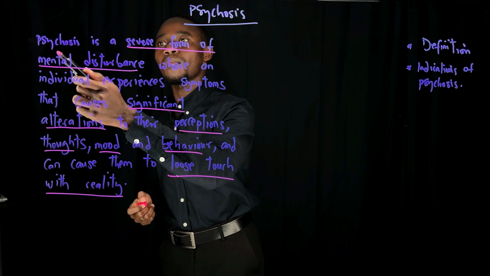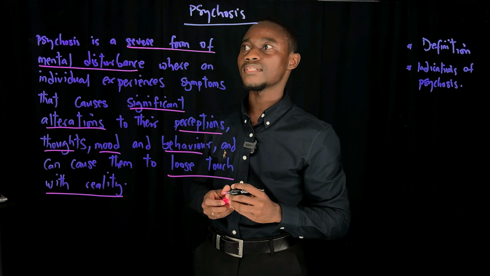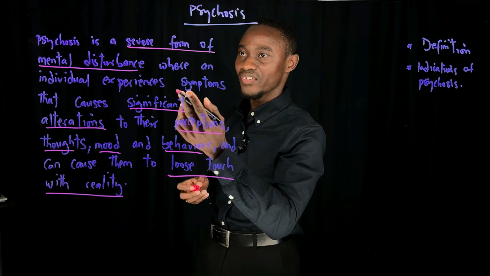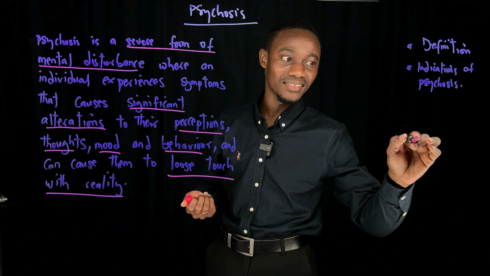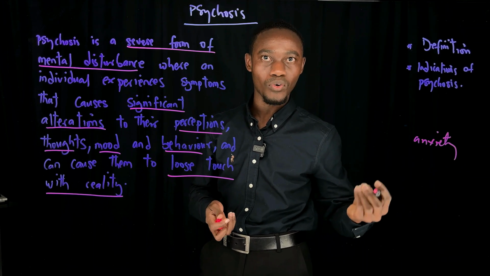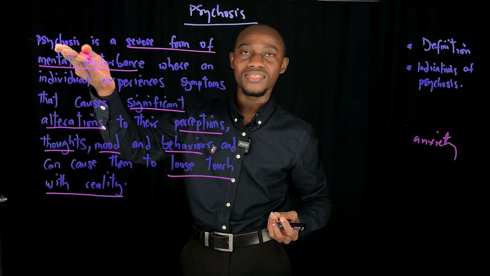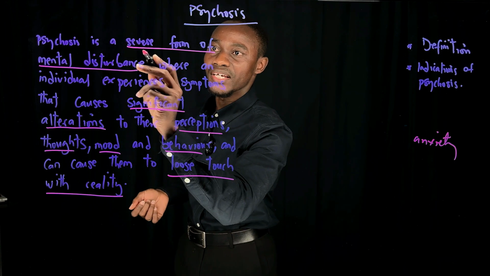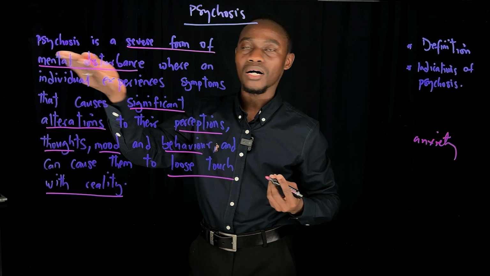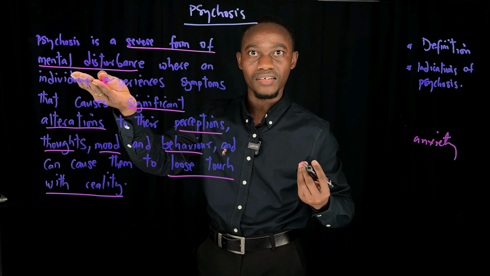That means when we are talking about psychosis, we are not talking about the other forms of mental disorders that are not really regarded as a severe form, such as an anxiety disorder, for instance, which is not really regarded as a severe form of a mental disorder, but psychosis is regarded as severe. That means the level of impact on the individual's mental well-being is very high and very significant.